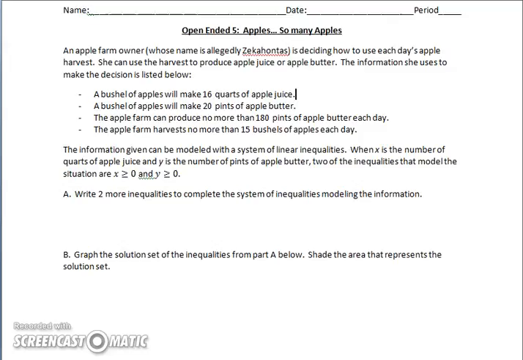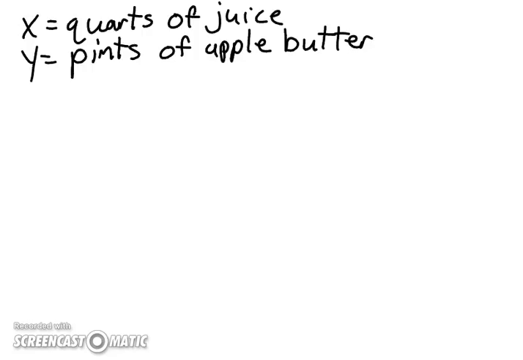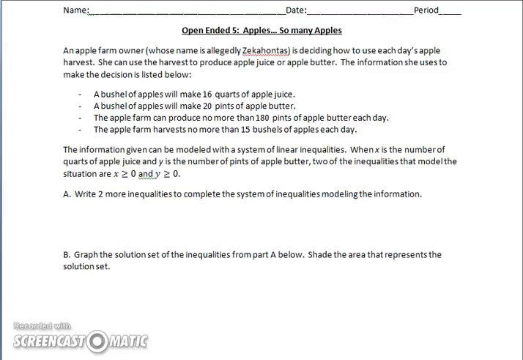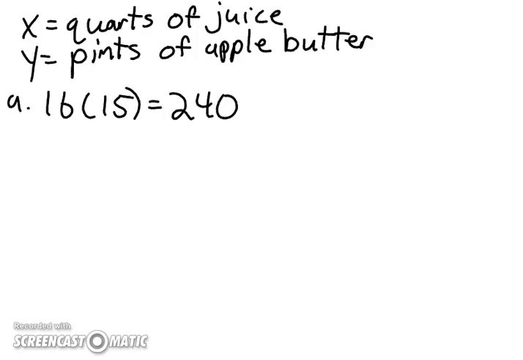So, can make no more than 15 bushels of apples each day, and a bushel of apples will make 16 quarts of apple juice. So if we do 16 times 15, this is for part A, that is 240. Okay? So what that's really telling us is that we can't make more than 240 quarts of apple juice each day. Okay, so we're going to come back here and we're going to say that x has to be less than or equal to 240.